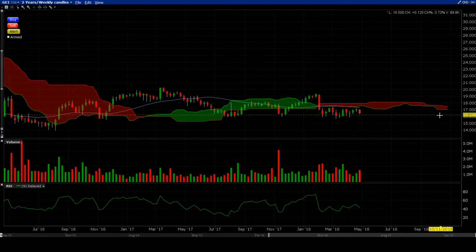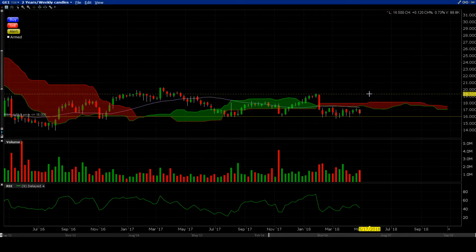So right now, this could become either a stage 4 breakdown below 16 on the weekly, or a breakout if we get a close on the weekly above, I'd say here, above the 19.30 level.